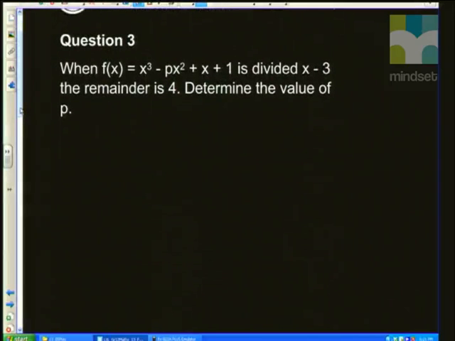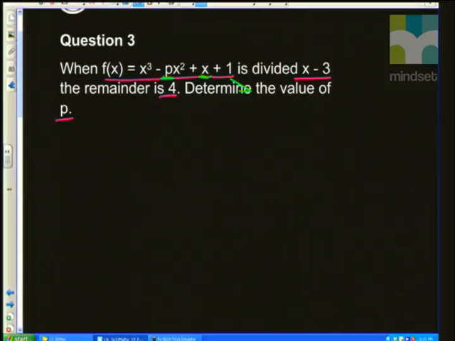Now, f of x is the polynomial x cubed minus p x squared plus x plus 1. If this polynomial is divided by x minus 3, the remainder is 4. Determine the value of p.